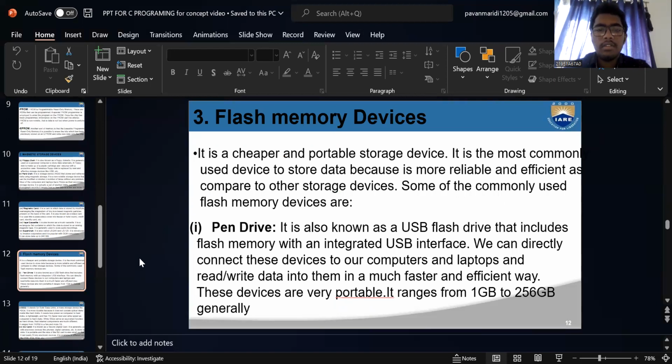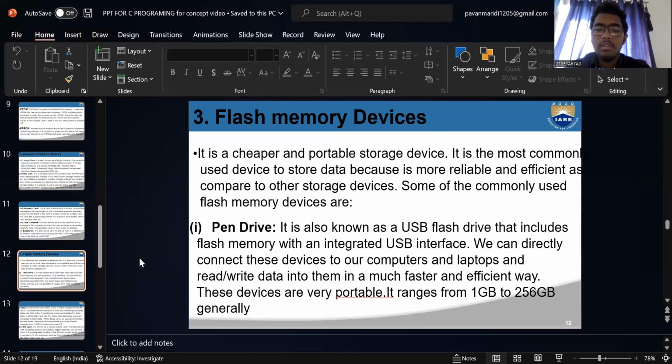Flash memory devices. It is a cheaper and portable storage device. It is the most commonly used device to store data because it is more reliable and efficient as compared to other storage devices. Some of the commonly used flash memory devices are pen drive. It is also known as a USB flash drive that includes flash memory with an integrated USB interface. We can directly connect these devices to our computers and laptops and read and write data into them in a much faster and efficient way.